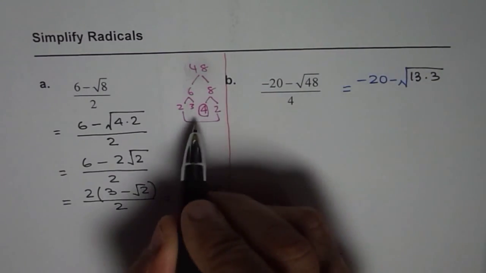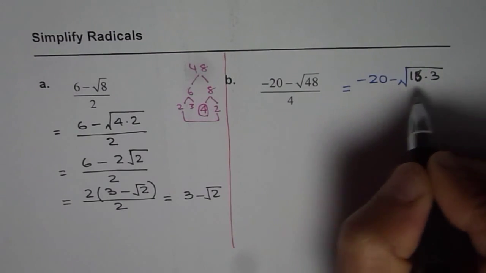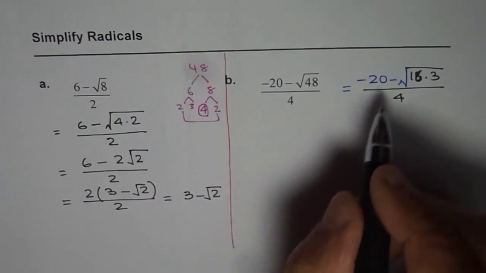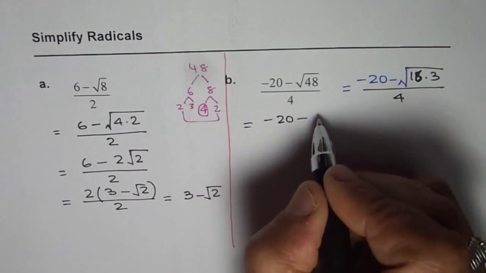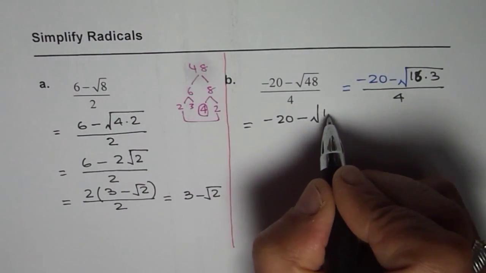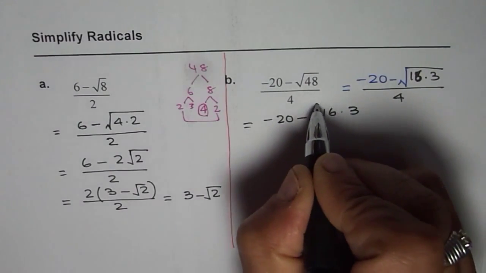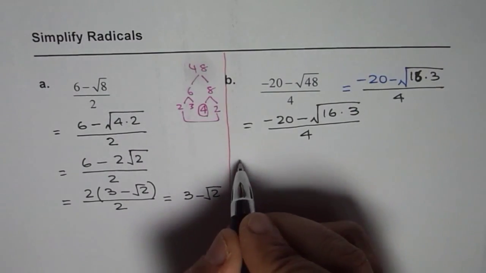Oh, sorry. 16. I have to write 16. I wrote 13. 16 times 3, right? 16 times 3 is 48. So that is how we replaced it with, correct? So that is the strategy. So we'll write this as minus 20 minus square root of 16 times 3, which is 48, over 4. Do you see that? So that's the simplification.